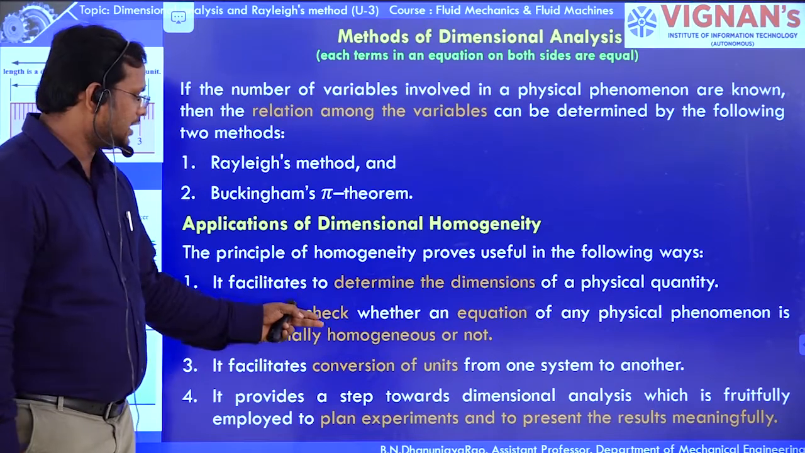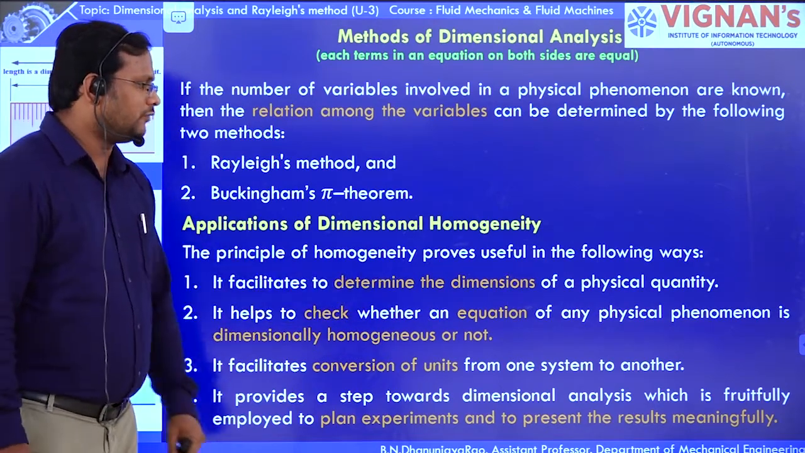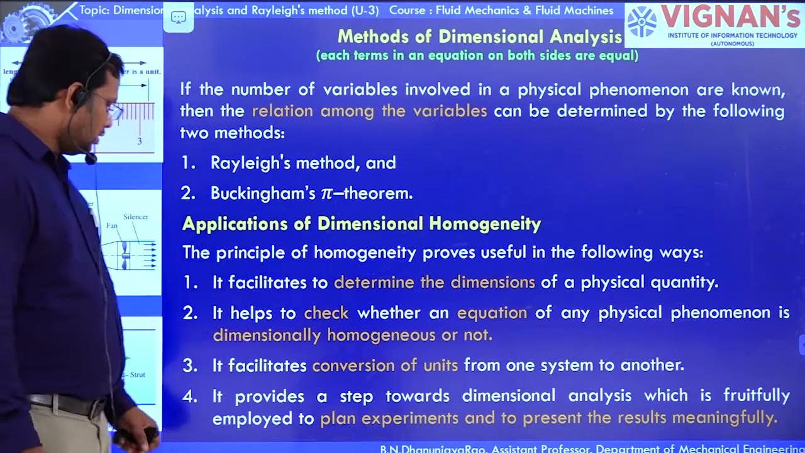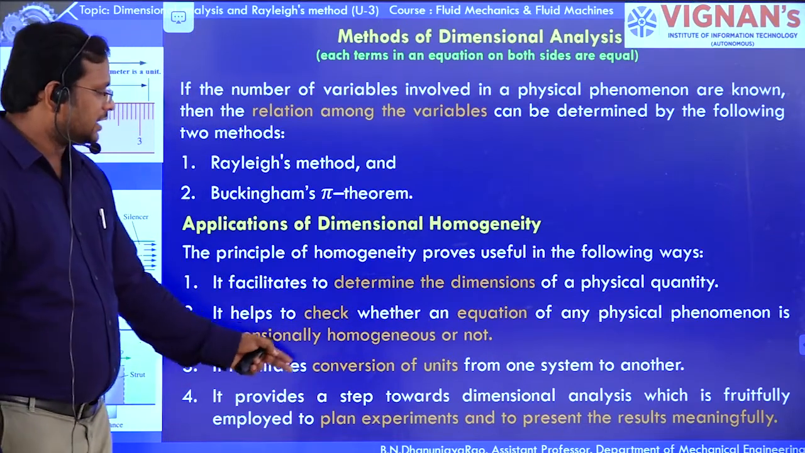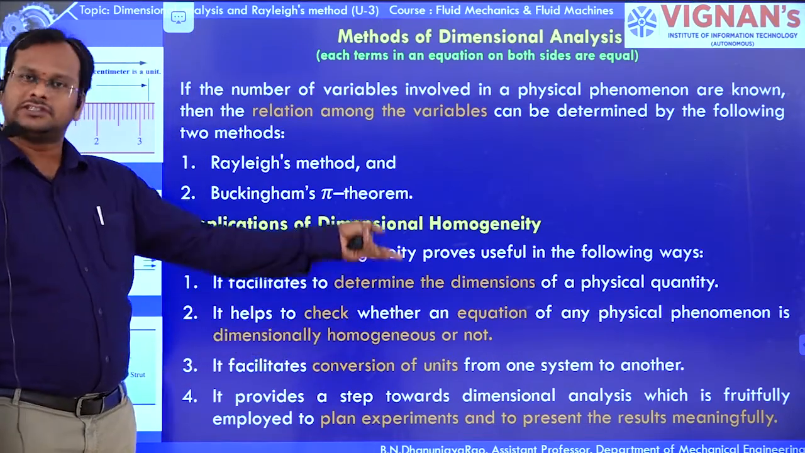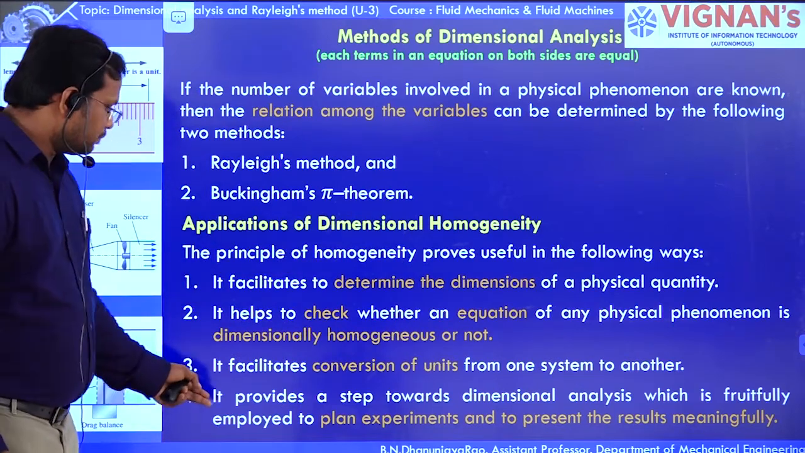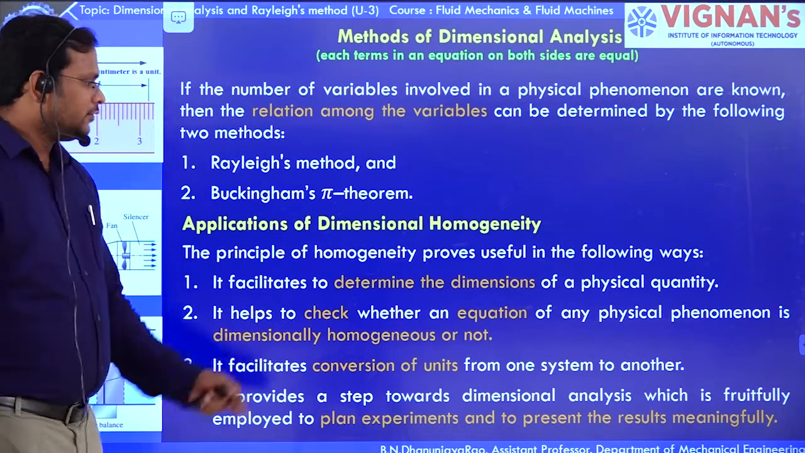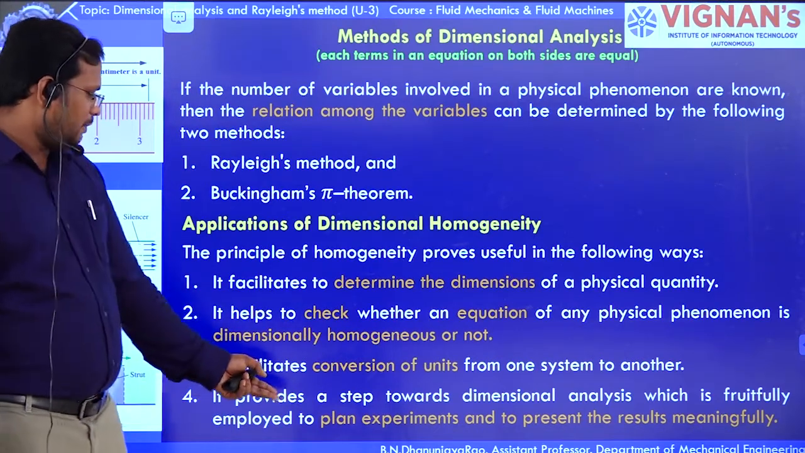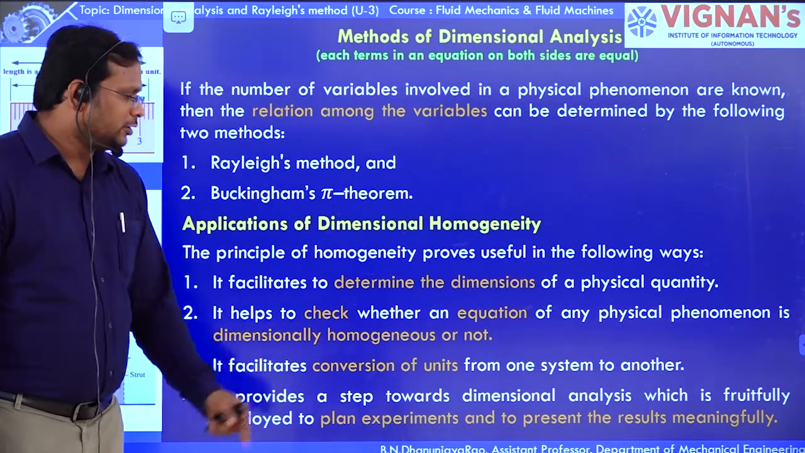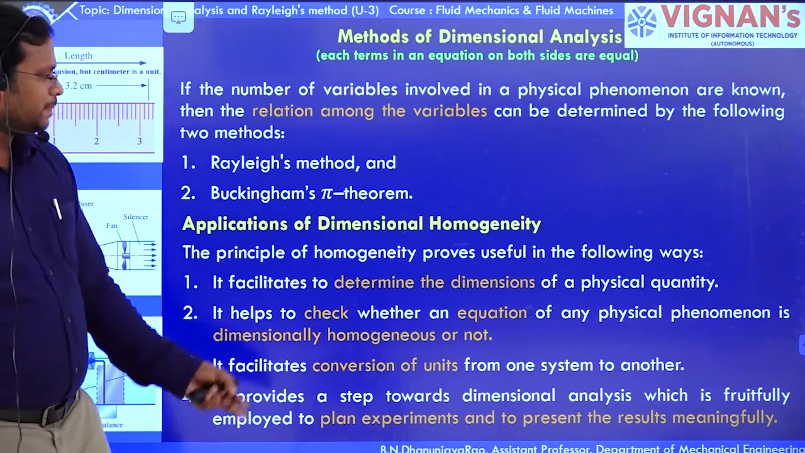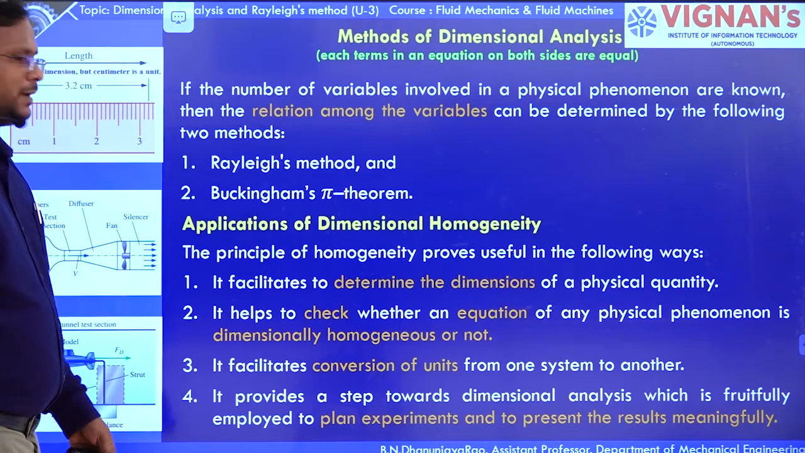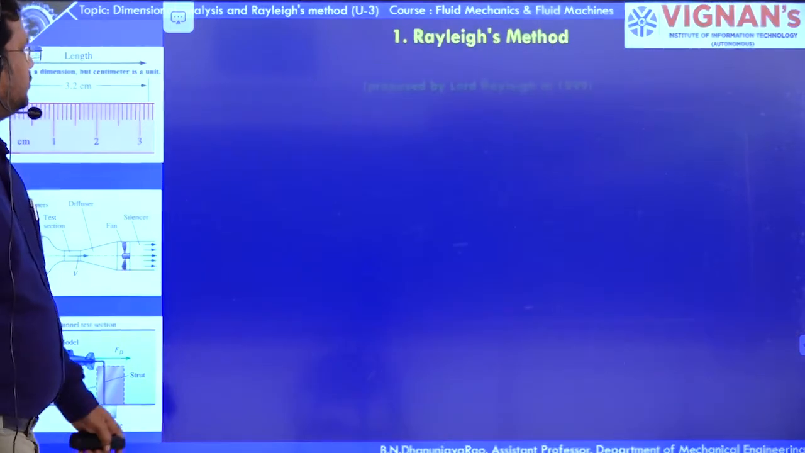It helps to check whether an equation of any physical phenomenon is dimensionally homogeneous or not. It facilitates conversion of units from one system to another. It provides a step towards dimensional analysis, which is fruitfully employed to plan experiments and to present the results in a meaningful way. These are the different applications of dimensional homogeneity.